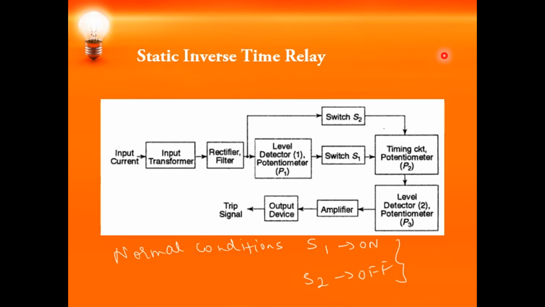There are two more potentiometers other than P1: P2 and P3. P1 is used to set the plug setting. P2 and P3 are used to set the time setting of the relay. So we will have an inverse time current characteristic where the voltage is proportional to the current flowing through the transformer. Next is the directional overcurrent relay.